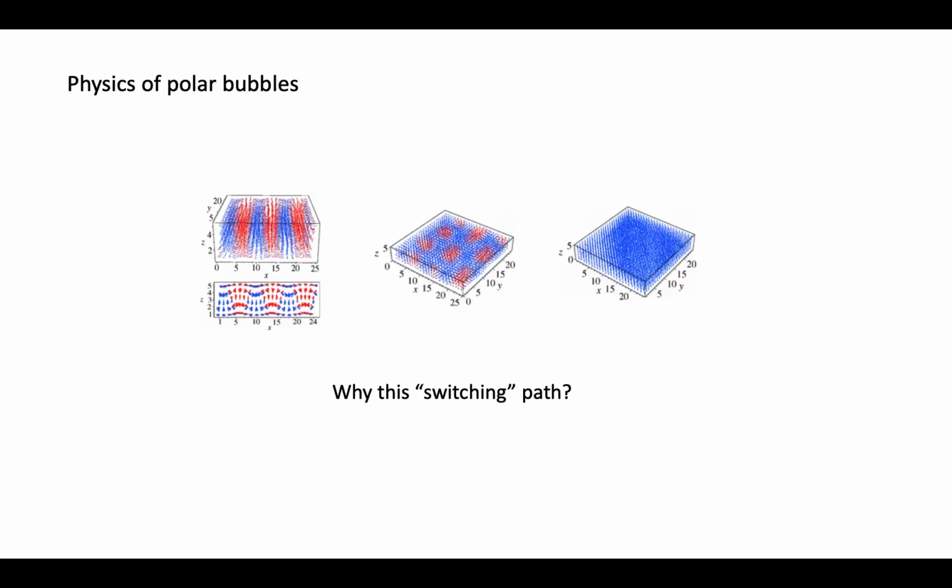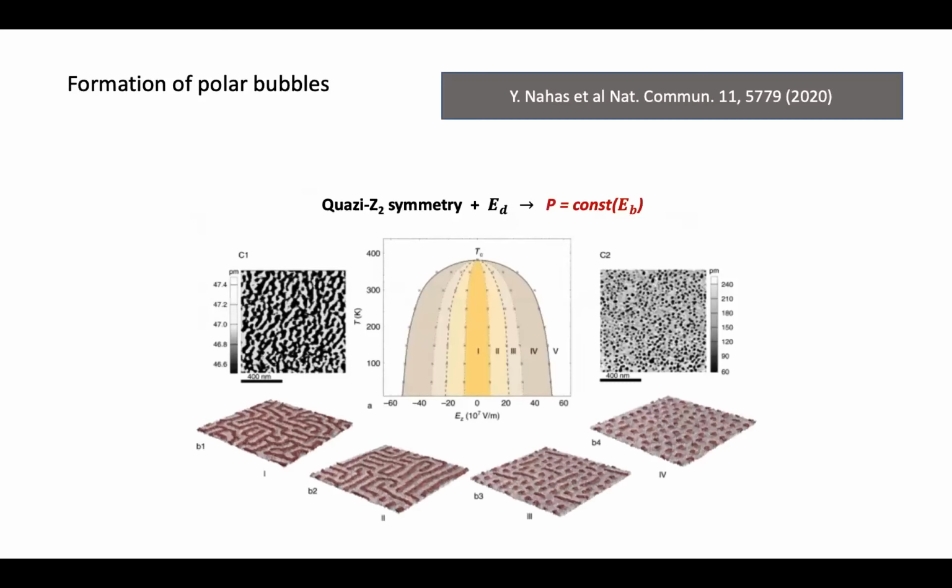Now, having finished with some basic introduction on the structure, let's take a look into the physics of the formation of bubble domains. This simple picture is very clear, but still there is a question: why does the switching happen in this way and not in any other way? The stripes could have shrunk. Some other patterns could have formed. So why this switching path? The answer to this question was given, or at least we tried to give an answer, in this paper from 2020.